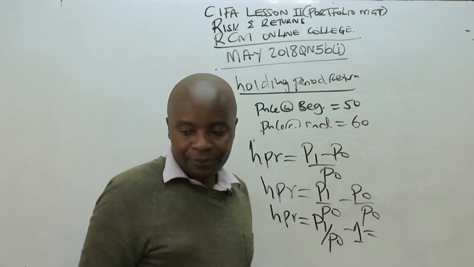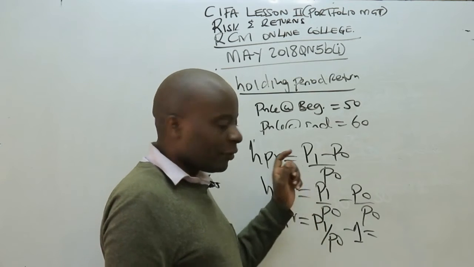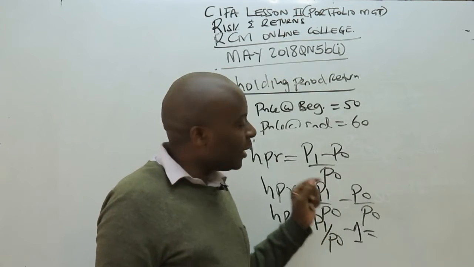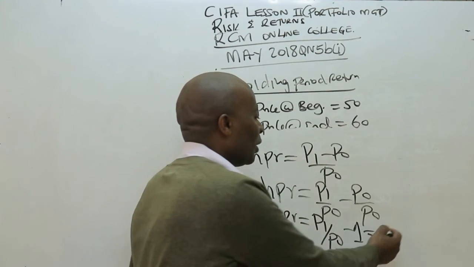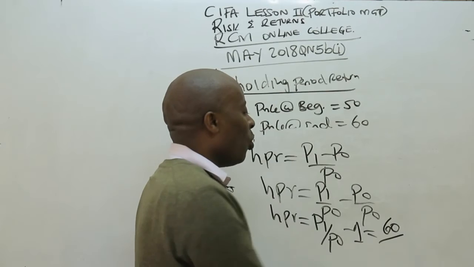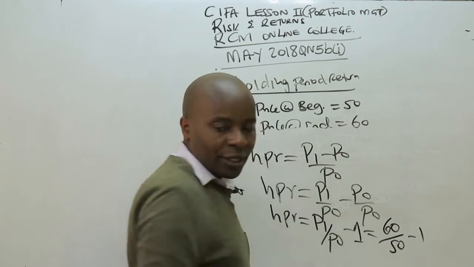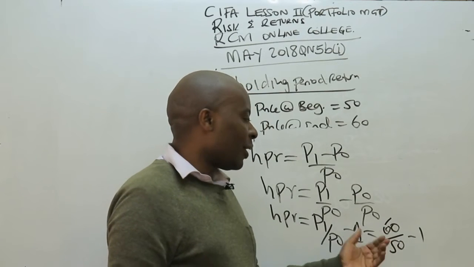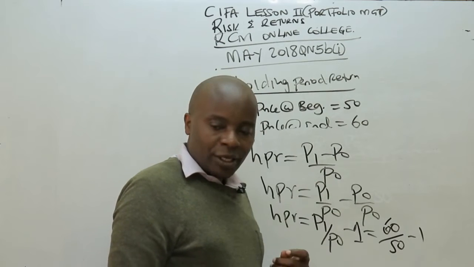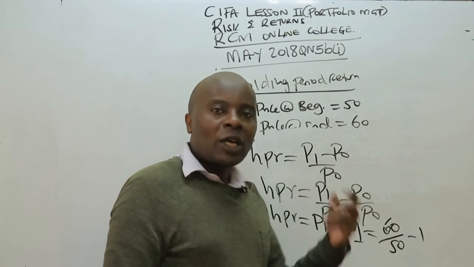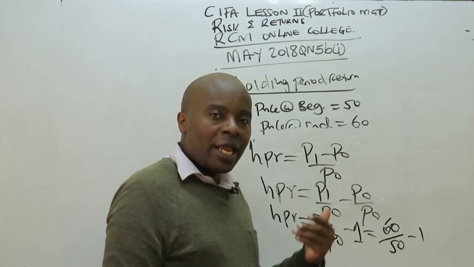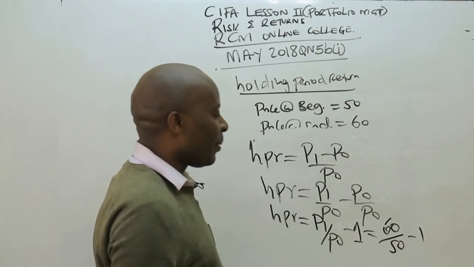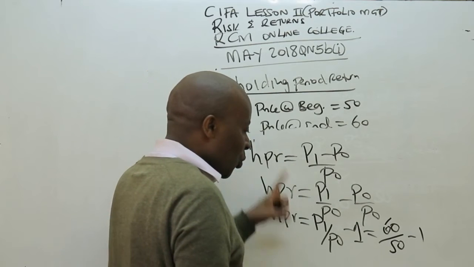So if I try to plug in the figures here, what will I get? P1, end of the period, is 60, all over P0, which is 50, minus 1. So then this will be 60 divided by 50 is 1.2. So 1.2 minus 1, that will be exactly equal to 0.2. So 0.2, that is what here? 20%. So it's important for you to understand this.